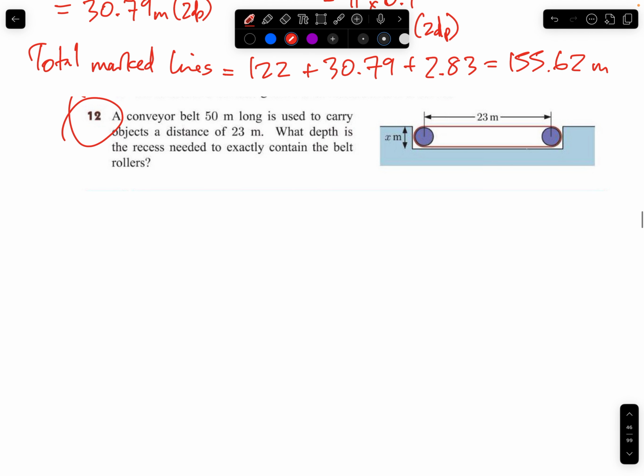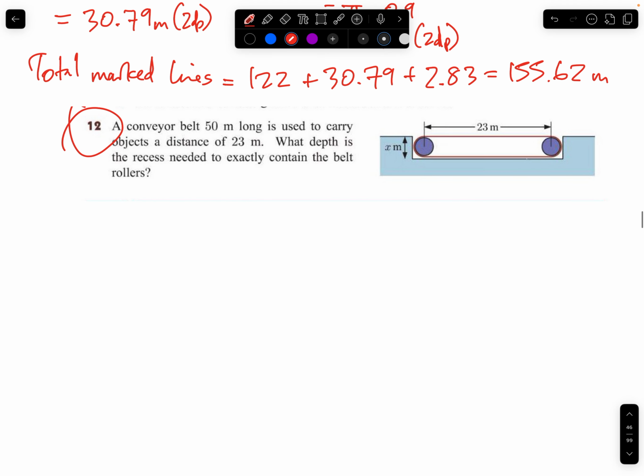Question 12 is a cool one. It involves a little algebra. So this whole red line, the actual belt itself is 50 meters all the way around. But we know that 23 meters is taken up by the straight part here, and 23 meters is taken up by the straight part here.